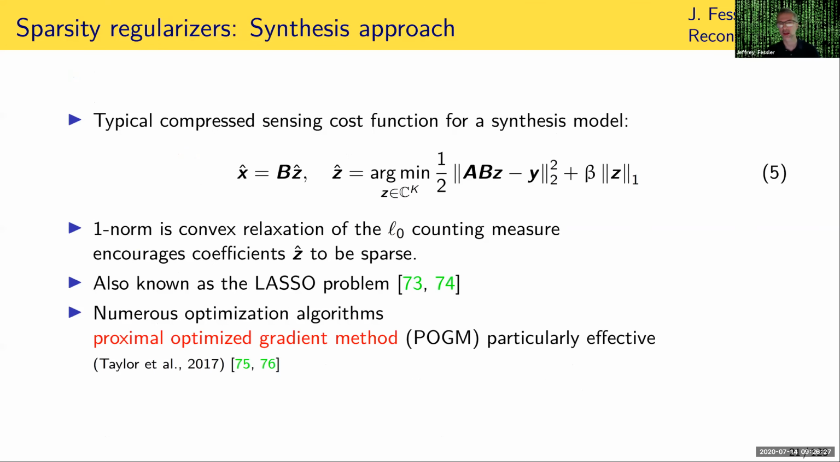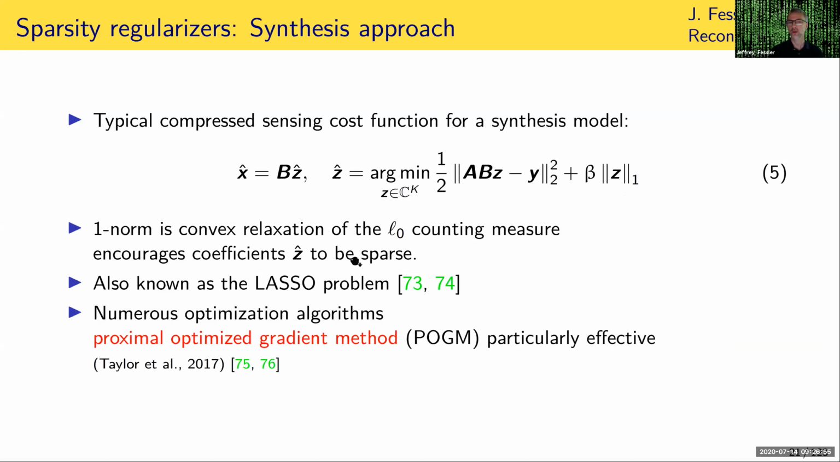So let's dig into that a little bit more. If you believe in the synthesis model, if you believe your image can be represented as a linear combination of some columns of a dictionary, then this is a logical way to set up the optimization problem. Find the set of coefficients that when I synthesize an image from those coefficients and then propagate that to k-space, I get agreement with the data, but at the same time, I want those coefficients to be sparse. All right, so this is a convex optimization problem.